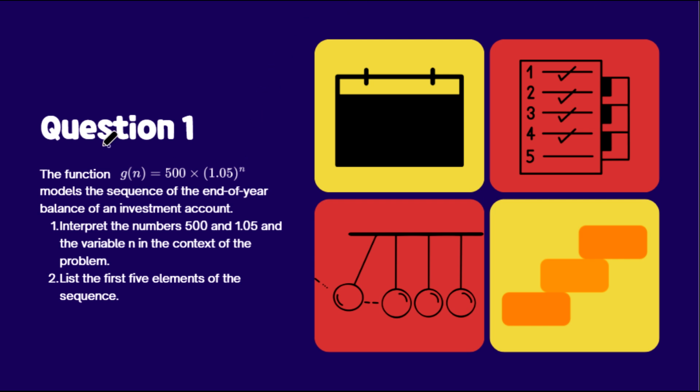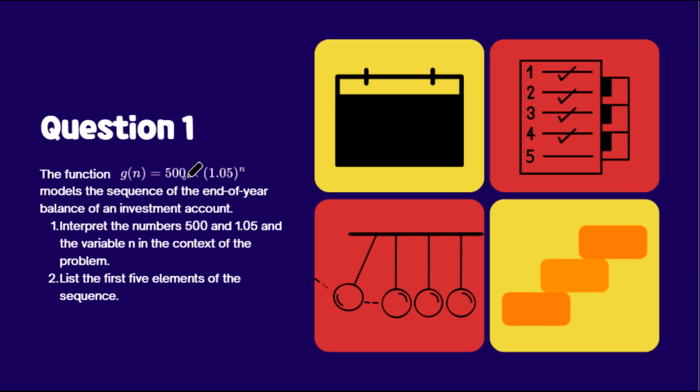So interpreting all of this, g of n is the total money in your account. 500 is your initial deposit into your account. 1.05 is the rate of interest. You're getting an additional 5% every year. And n is how many years you've had the account. Now, to get the first 5 elements of the sequence, you would start by putting a 1 in here.